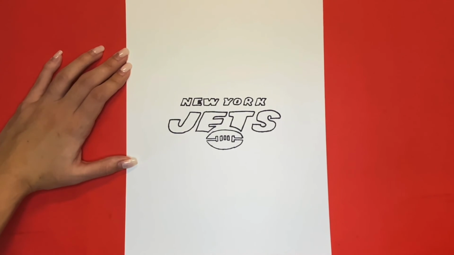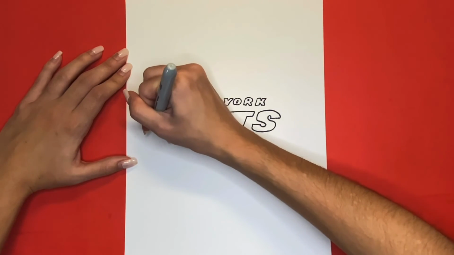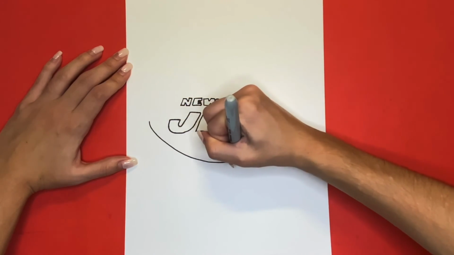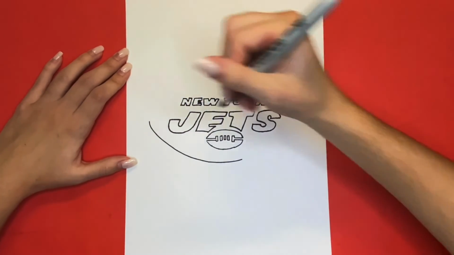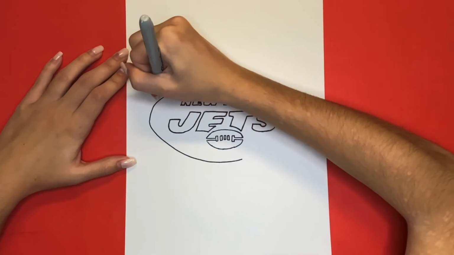Great job! Now the final step will be to draw a big oval around everything we just drew. This is how to draw the New York Jets logo.